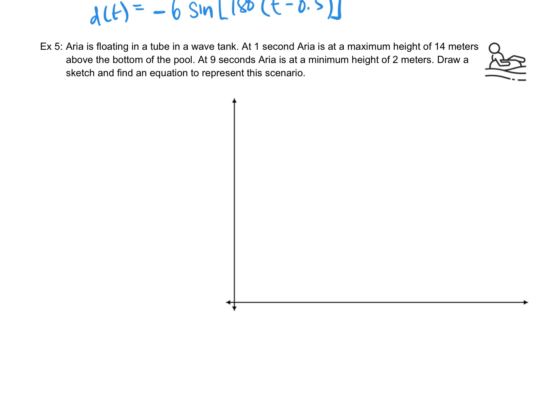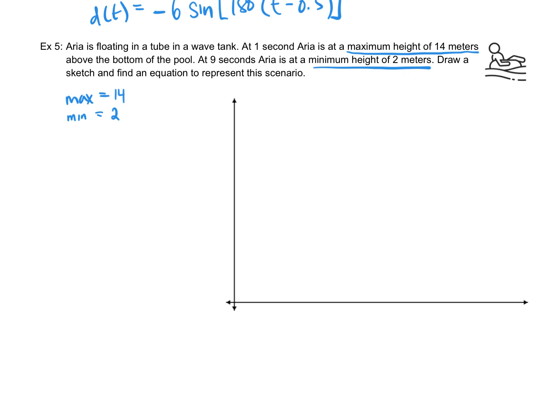Last one. Arya is floating in a tube in a wave tank. At 1 second, Arya is at a maximum height of 14 meters. Okay, well that's great. We know the max already, given to us directly, above the bottom of the pool. At 9 seconds, Arya is at the minimum height of 2 meters. Draw a sketch and find an equation to represent this scenario.